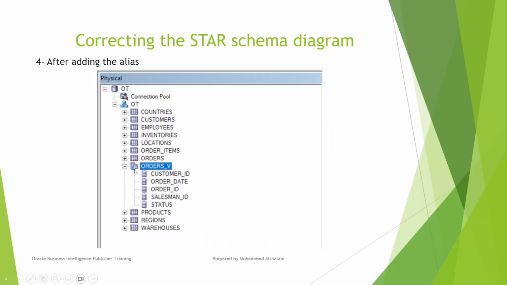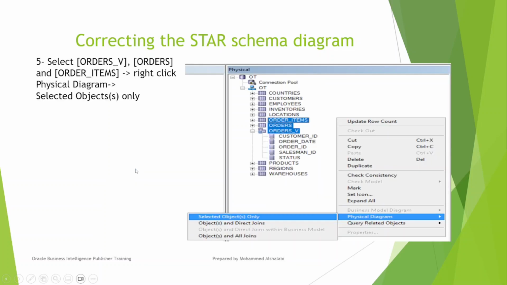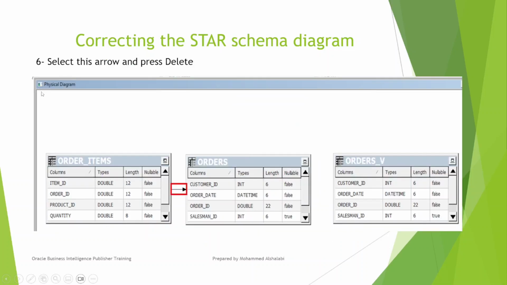After adding the alias, it will look like this. As you can see here, the icon beside the name is different from the other tables because it is an alias table. Now, select order V, the new alias, orders, and order items. Right click, physical diagram, selected object only. We will select three tables. Select this arrow and press delete.